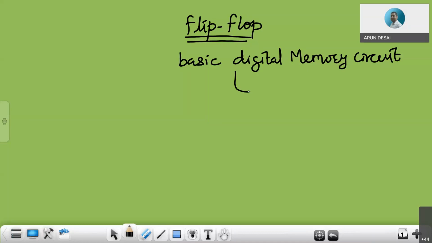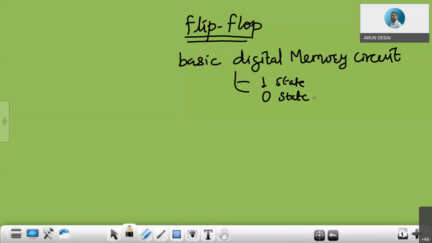It has two states, one state and zero state. Obviously, a digital circuit has two values, one and zero, which we need to store into memory, right? So basically, flip-flop is a digital memory circuit which stores either one state or zero state in memory, right?